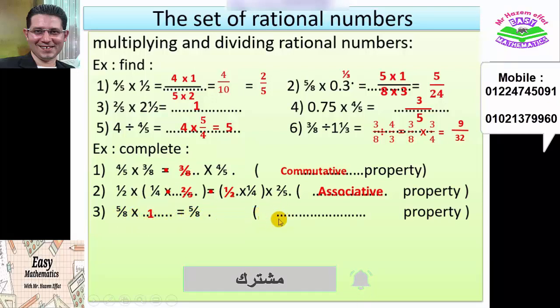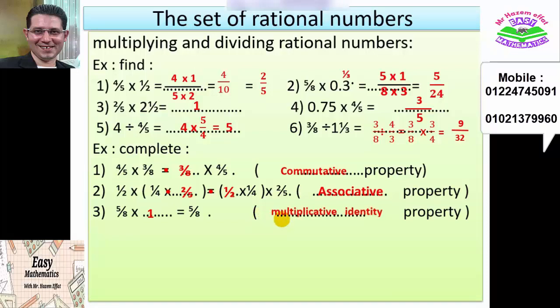What about the name of this property? Yes, it will be called multiplicative identity, not additive. It will be multiplicative identity. What about the additive identity? Yes, it will be 0. But in the case of multiplication, it will be 1.